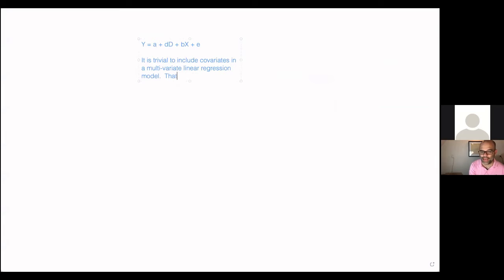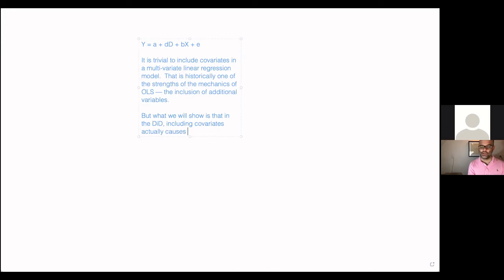That is historically one of the strengths of the mechanics of OLS, the inclusion of additional variables, right? But what we will show is that in the DID, including covariates actually causes us to add in more assumptions than merely parallel trends, right? So let's get into that.